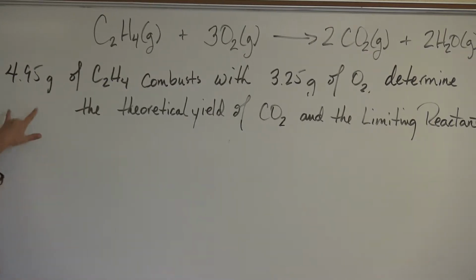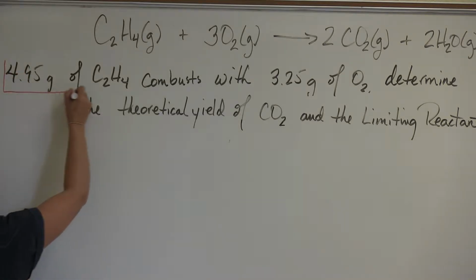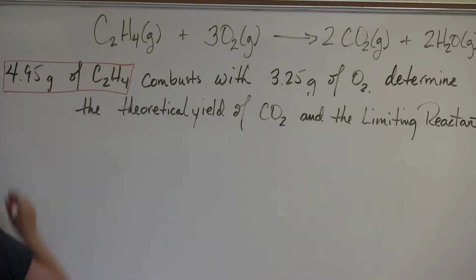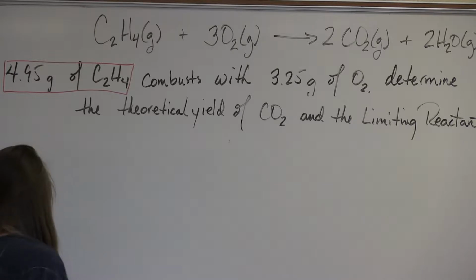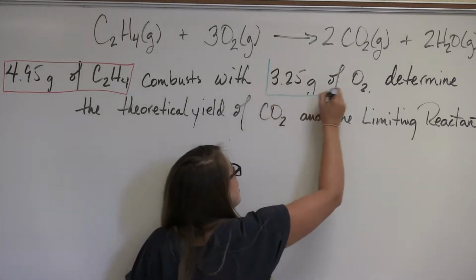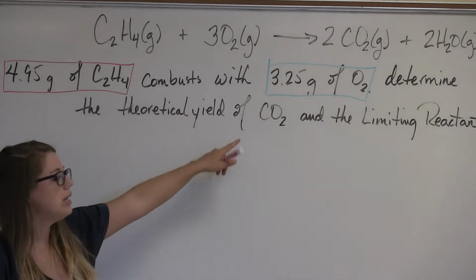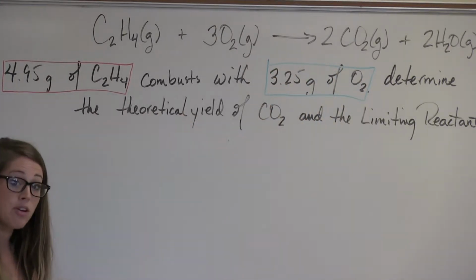Here we're going to take 4.95 grams of ethylene. This is our first reactant. We're going to combust it with 3.25 grams of oxygen. This is our second reactant. What we're going to do is determine the theoretical yield of carbon dioxide. Carbon dioxide is our product.